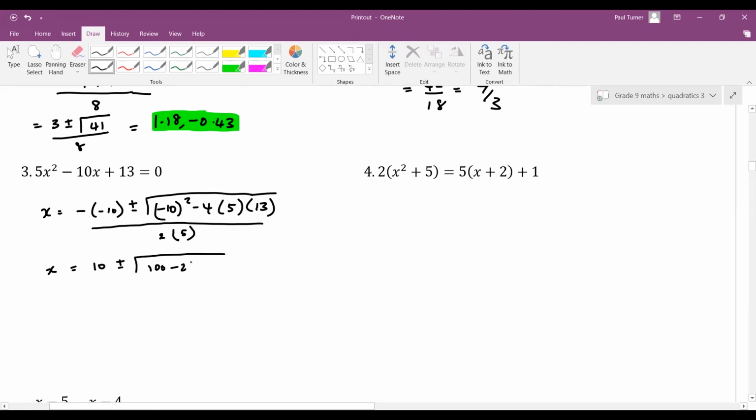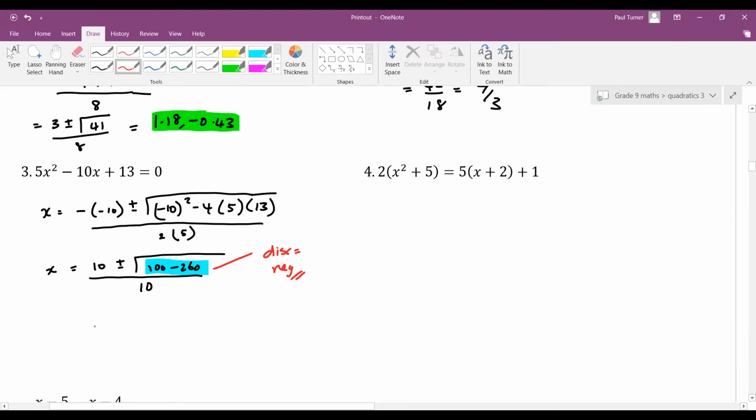100 minus 260. Now you see your problem now. This here is going to be negative, isn't it? This part is negative. So you're going to get no solution here, no real solution. So that's your discriminant is negative.